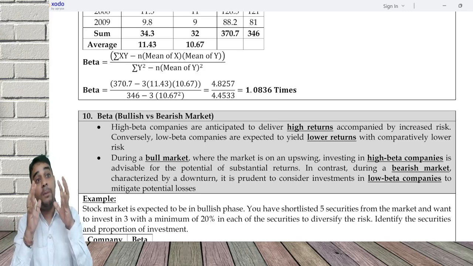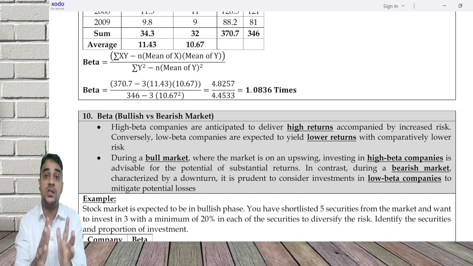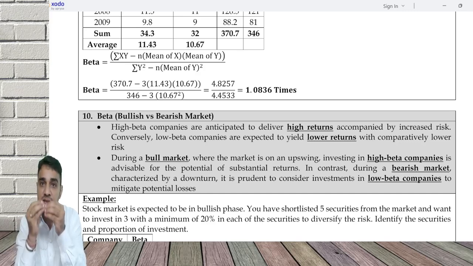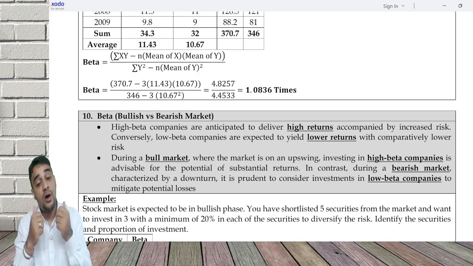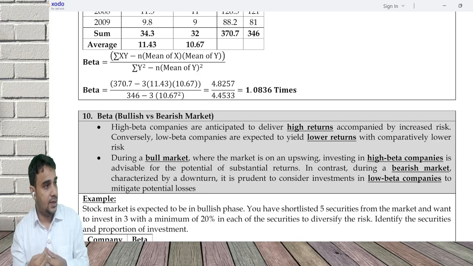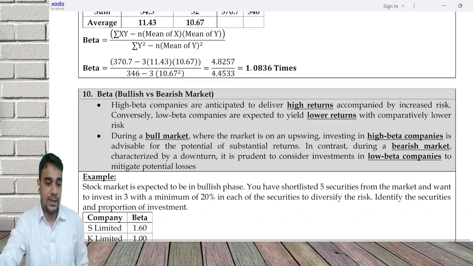And when you are in a bearish market, invest in low risk companies. Low risk means low return. Technically, low risk means low negative return. It will turn out to be negative return when you are in a bearish market, but it's better I invest in a low risk company. How is the risk measured? Two ways: standard deviation or beta.